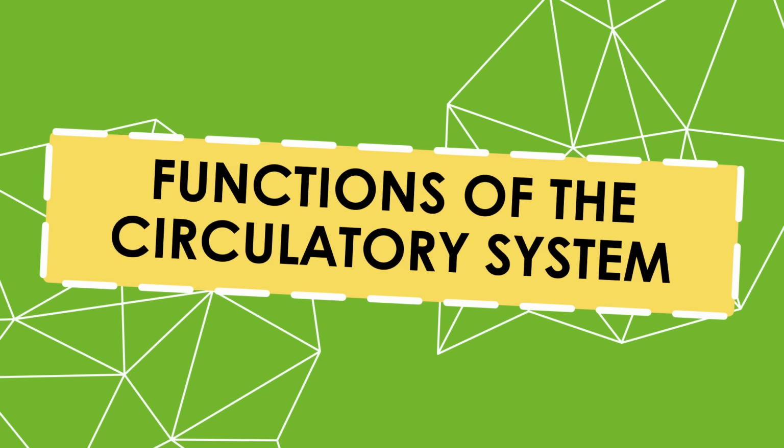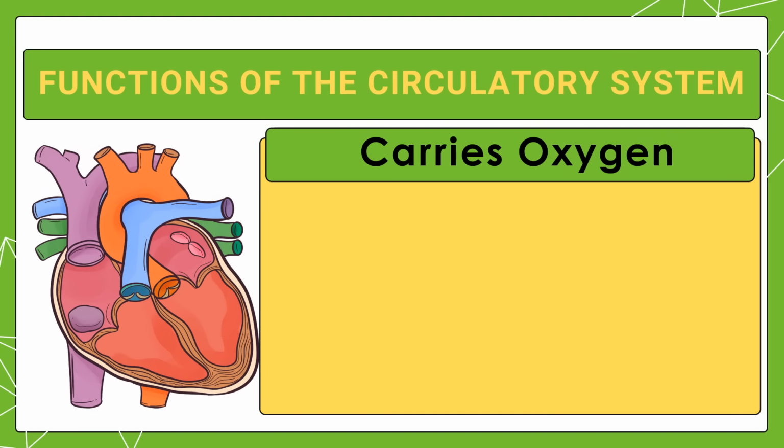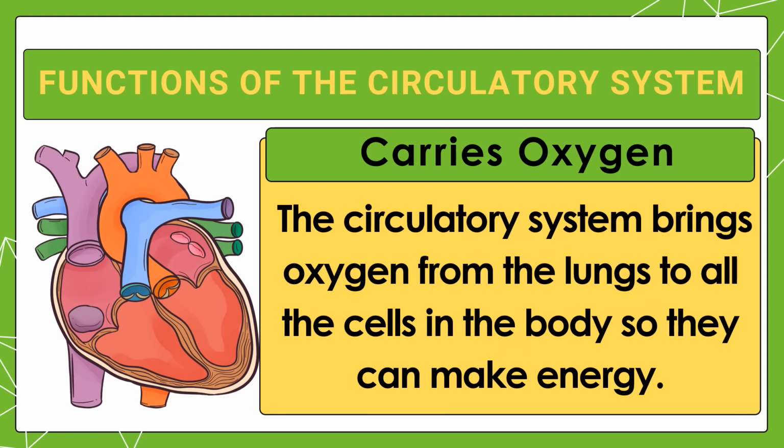Let's now go on with the functions of the circulatory system. First is carries oxygen. The circulatory system brings oxygen from the lungs to all the cells in the body so they can make energy.